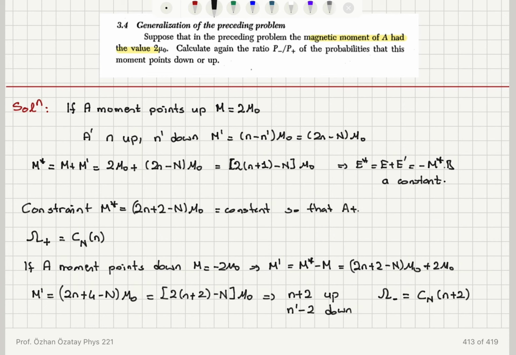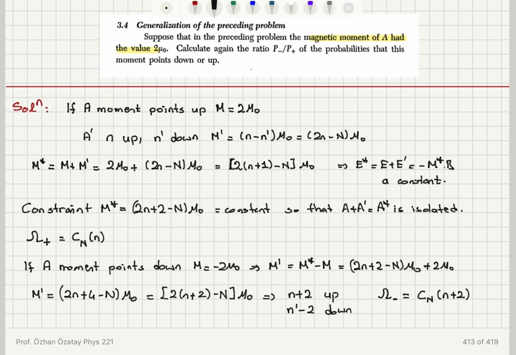So this is a constant, that is the constraint, so that A plus A prime, A star, is isolated and has constant total energy. The number of states accessible to A star, the total system, is the number of different ways we can arrange n objects out of capital N objects. So combinations of capital N objects taken n at a time.